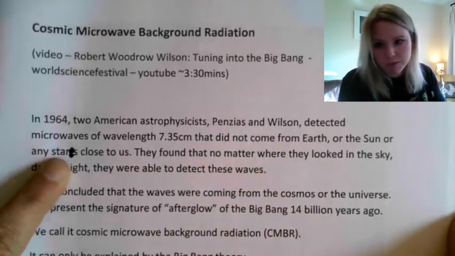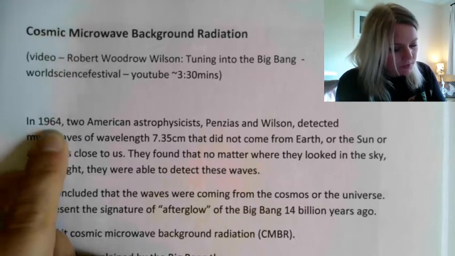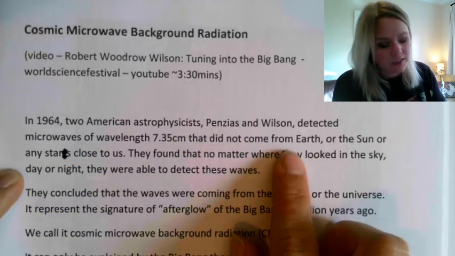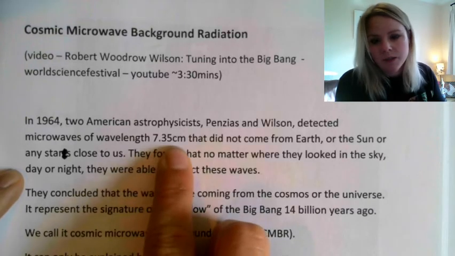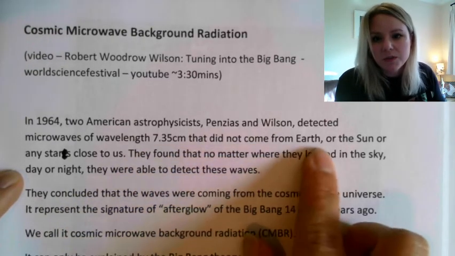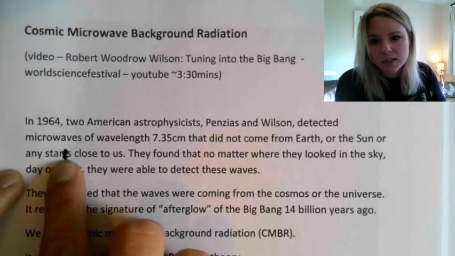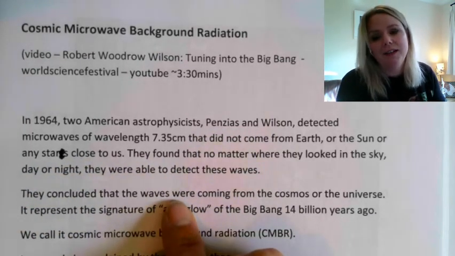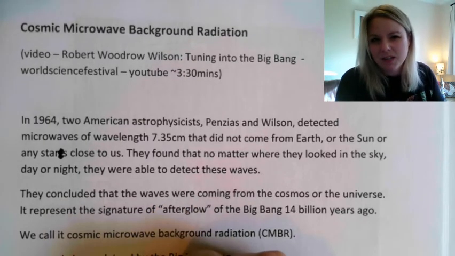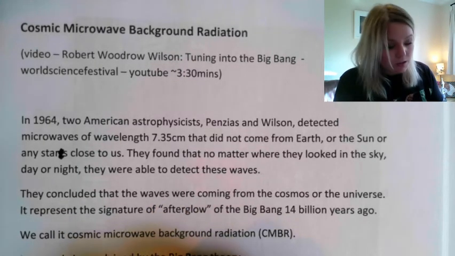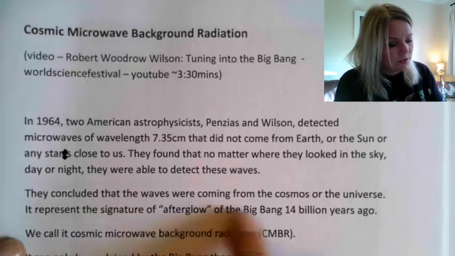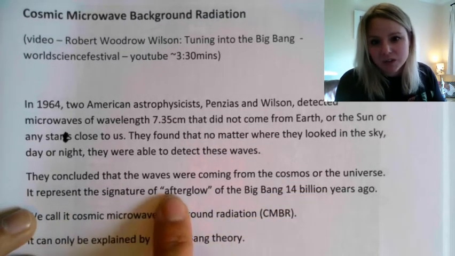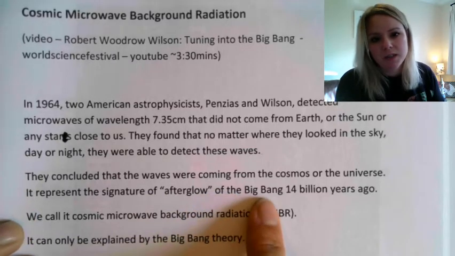Okay, there's a wee typo. In 1964, two American astrophysicists detected microwaves of wavelength 7.35 centimeters. They realized they weren't coming from Earth or the sun or any stars close to us. They found that no matter where they looked in the sky, day or night, they were able to detect these waves. So they concluded that the waves were coming from the cosmos or the universe. It represented the signature of afterglow of the Big Bang 14 billion years ago.